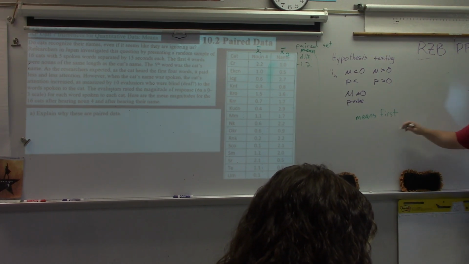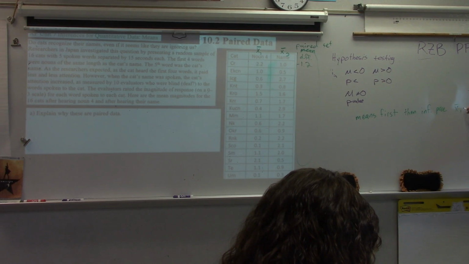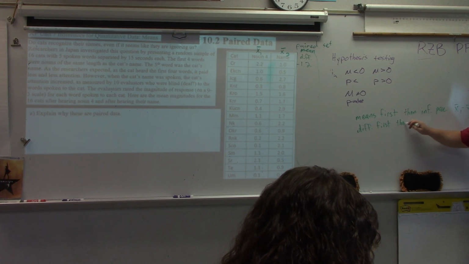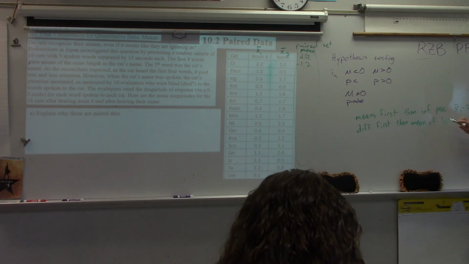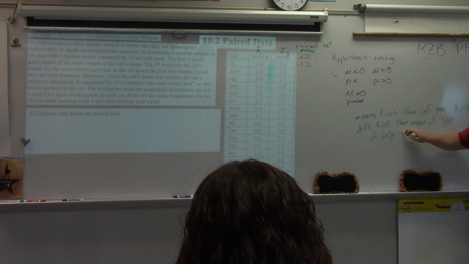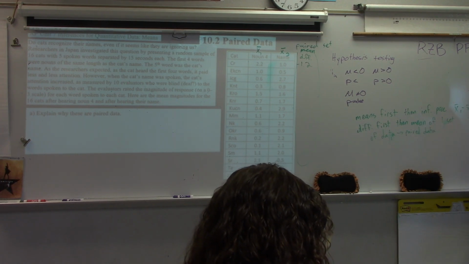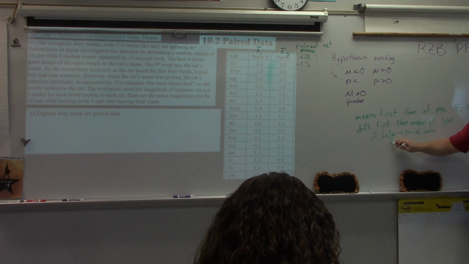If you do means first, then inference procedure, so that you have a mean minus another mean, that's two samples. If you do a difference first, then a mean, because if you do the difference first, you're left with one set of data, then the mean of one set of data. That is now paired data. So if you do a difference first, then the mean of that one set of data, you have paired data, and then you do that inference procedure.